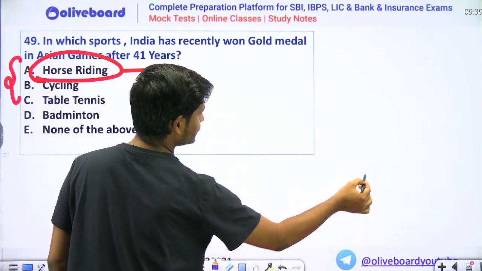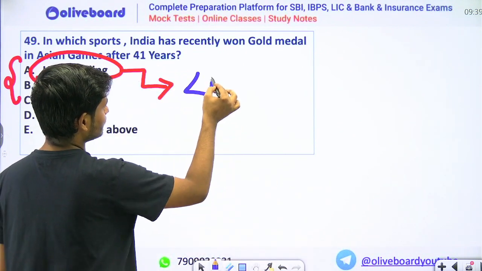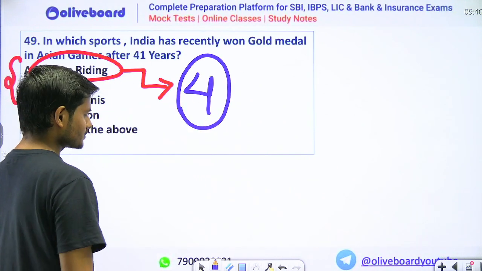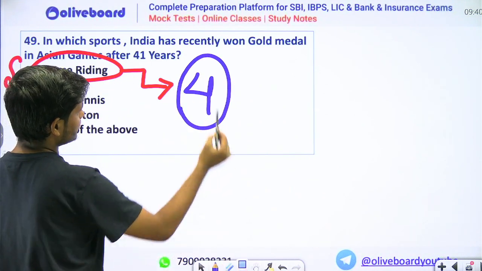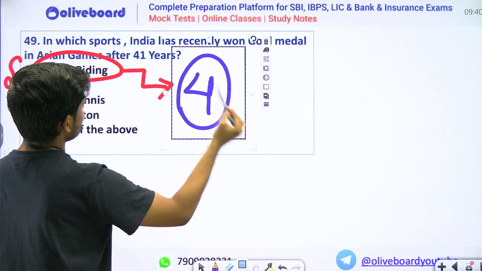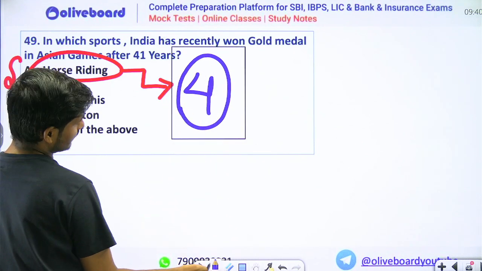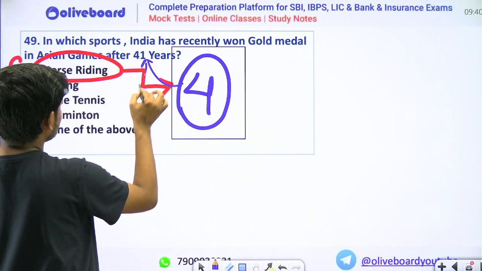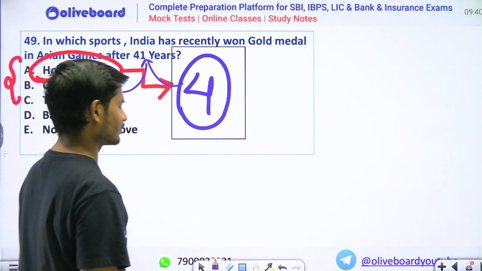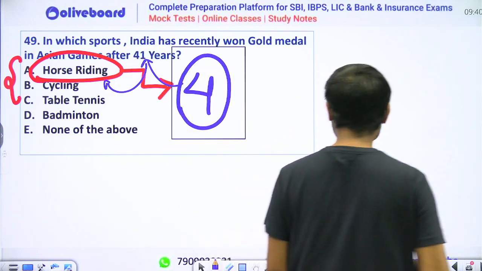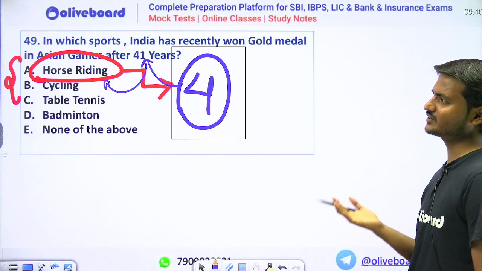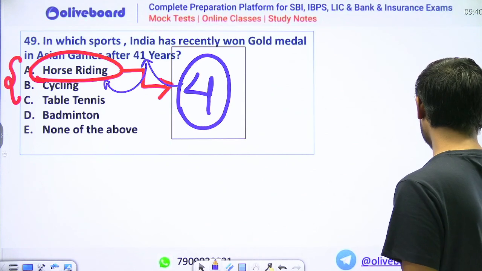4 players participated in the horse riding tournament. 4 Indian players participated. Since the number 4 is in the list, I could easily remember the number 41 and horse riding associated with 4. So I remembered the number 4, and with its help I remembered this option. So horse riding would be the correct option.